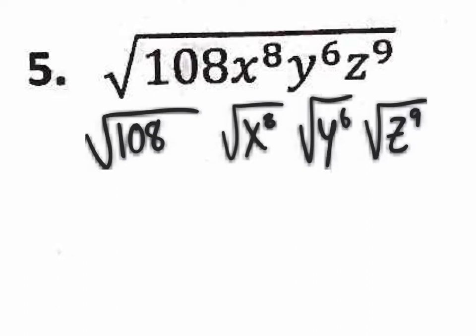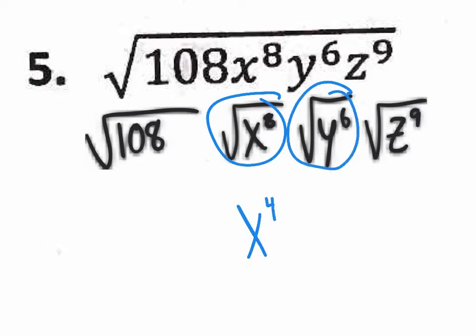Now remember, on square roots, it's really the power of 1/2. So when we look at these guys, you want them to be divisible by 2. This is great. Right here, you're going to end up with the x to the 4th. Right? So this is just x to the 4th. This right here is just what? Y to the 3rd. Because remember, the square root's the power of 1/2, so 6 divided by 2 is 3.